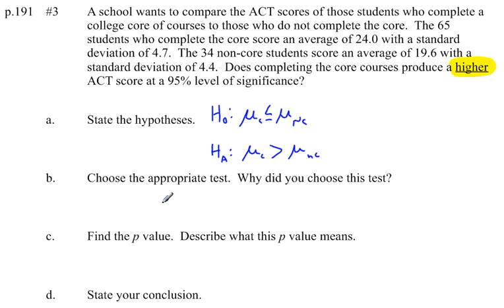Okay, so let's check this out. Choose the appropriate test. So we're comparing the averages of two different groups here. So it's going to be a two-sample, either a t-test or a z-test. Now, since we have a large number of students in each of these, we know our standard deviations. Let's use a two-sample z-test.